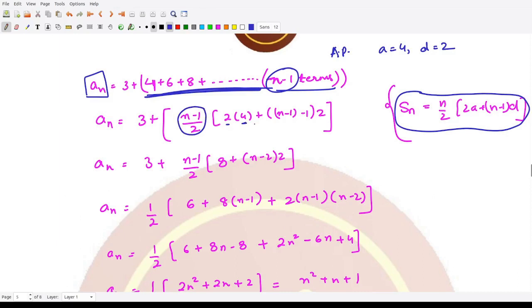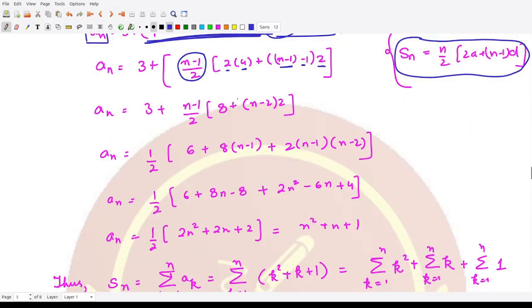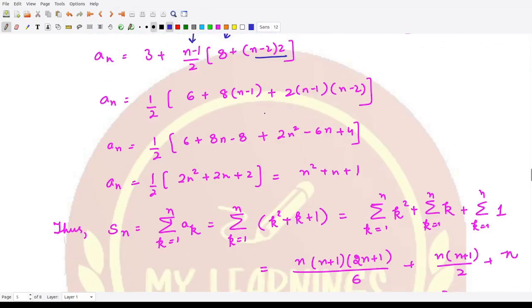2 into the first term, which is 4, plus n minus 1 into the common difference, which is 2, right? So now you can solve this and simplify. This is the same. This is 8. This is n minus 2 into 2, right? So next you can further simplify the terms.